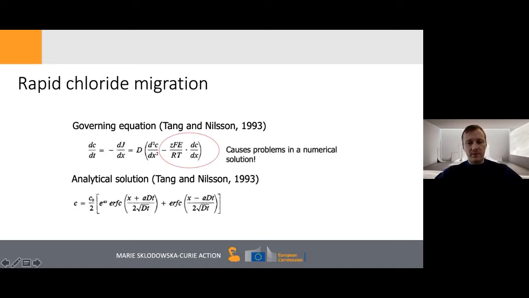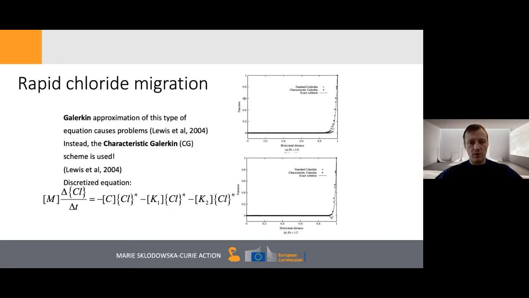However, the problem is that this second part can cause some problems in the numerical solution, because in this case, the ionic migration is much faster than diffusion. So if you use the same discretization procedure, this will cause some problems. As I said, in the previous problem, we used the standard Galerkin approach to discretize the equation. In this case, there is some problem in the numerical solution if you use this approach. So we used a somewhat more complex approximation with a characteristic Galerkin scheme, and then we get a bit more complex equation. But still, once it is discretized, you can simply implement it and see how it works.